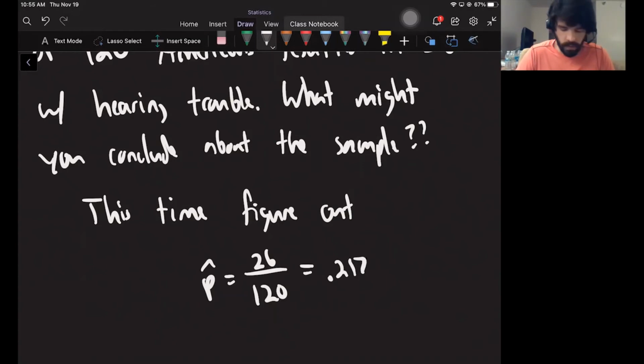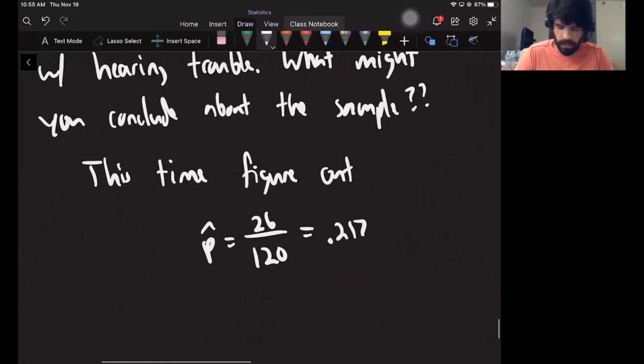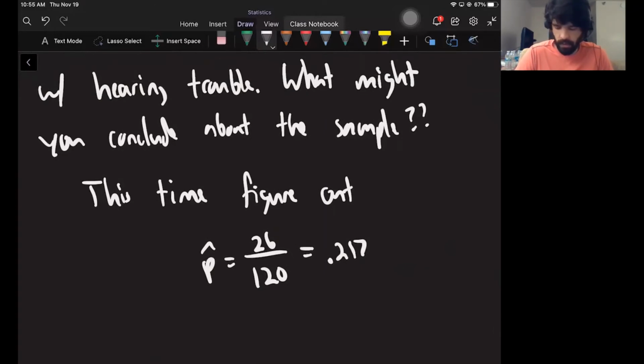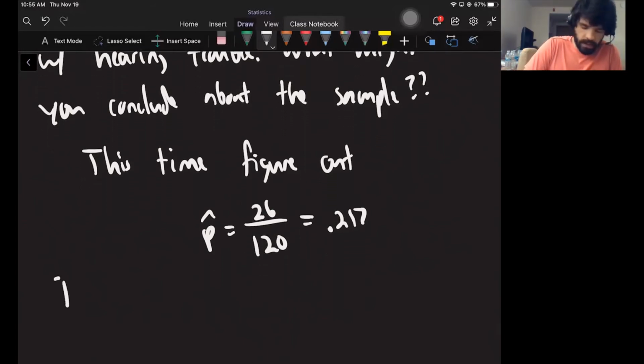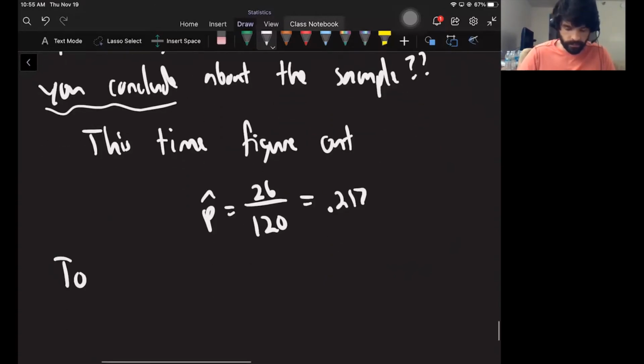And then we want to conclude something about getting such a sample. And that really just means we want to see if it's weird. Is it very far away from the mean, or is it sort of fine to get such a sample? So that's the idea when they ask you a vague question about what you might conclude.